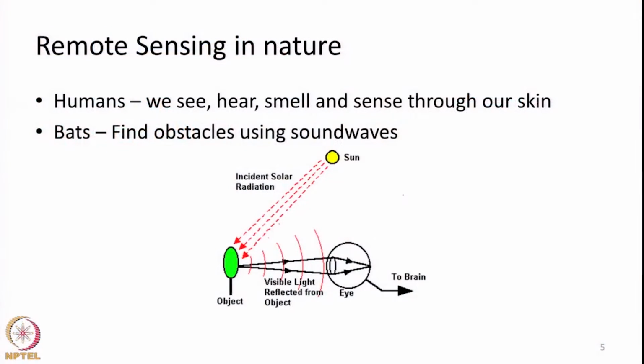As I said before, remote sensing occurs in nature itself. The process of human vision, not only human, the vision of all animals, is an example of remote sensing. Whatever we see from a distance. The sound we hear, for example, if a baby is sleeping in the bedroom and we are sitting in the living room, if the baby suddenly wakes up and cries, we hear it from a distance and we enter the room, take the baby and pat it.